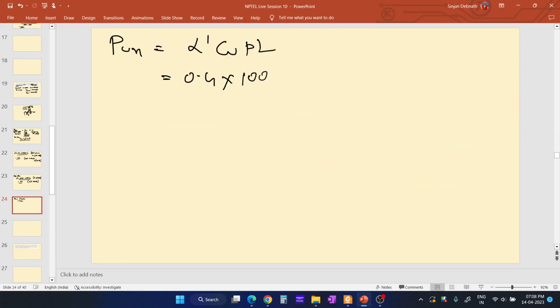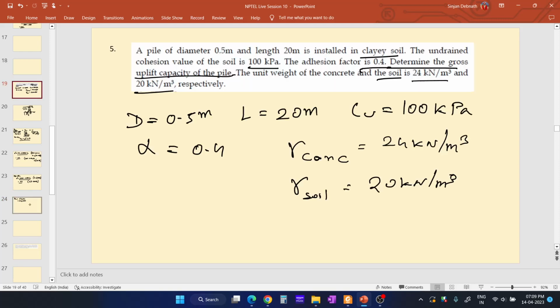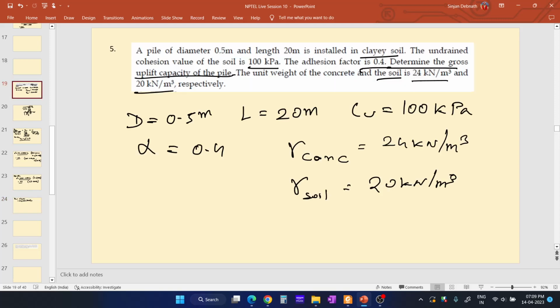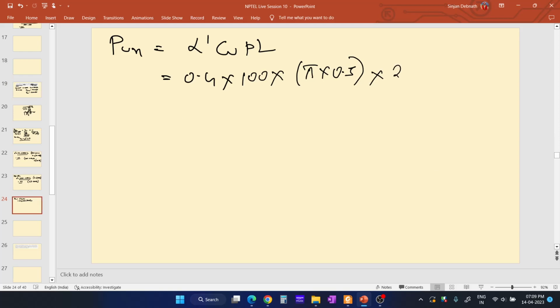So it is 100, and the perimeter is 2 pi r, the perimeter of the cross section of the pile, which is 2 pi r or pi d. So how much is the diameter? The diameter of the pile is 0.5. So pi into 0.5. And what is the length of the pile? The length of the pile is 20 meter. If you calculate this, you will get the value of P_un to be 1257 kilonewton.